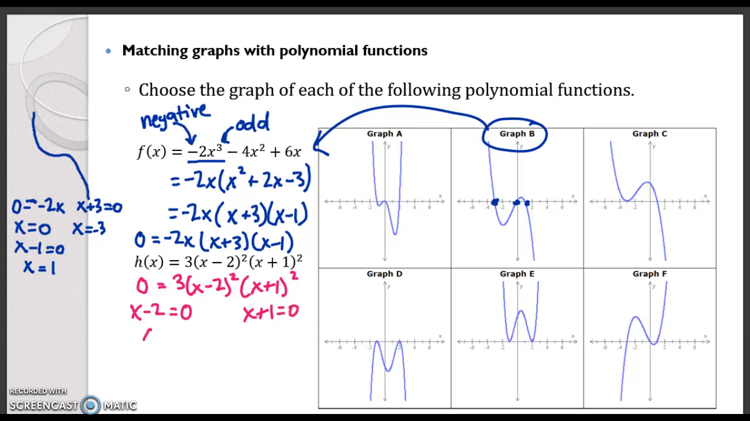And I'm going to get x-intercepts at x equals 2, x equals negative 1. So I have zeros here at 2 and negative 1. But I also have a 0 here at 2 and negative 1. Then I have an extra 0 here, so it can't be graph A. Then I have a 0 here at 2 and negative 1.